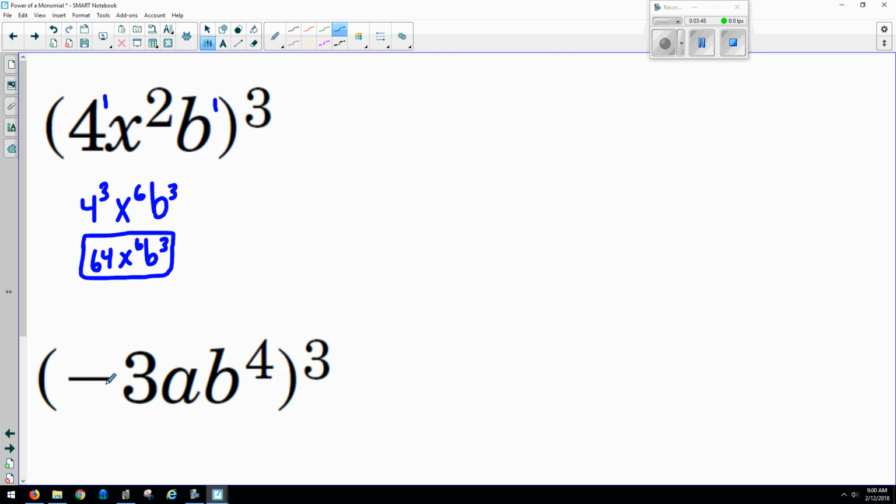Be really careful with negatives. When you're raising a negative to a power, make sure you put it in parentheses. So I'm going to have you try this one on your own, and we'll continue this in class.